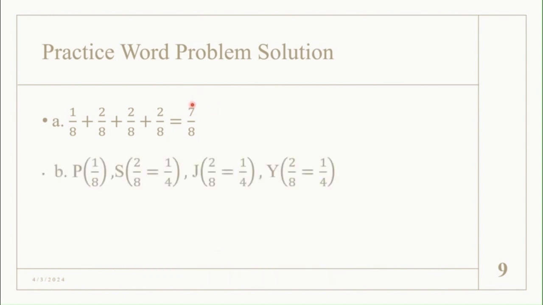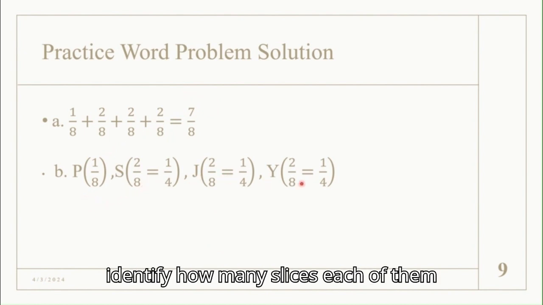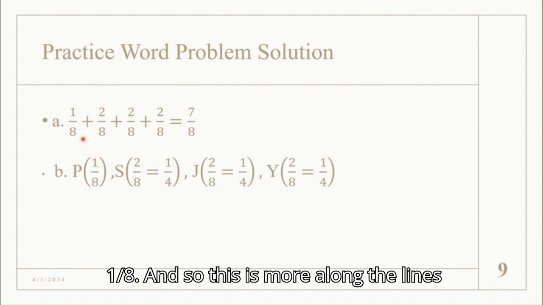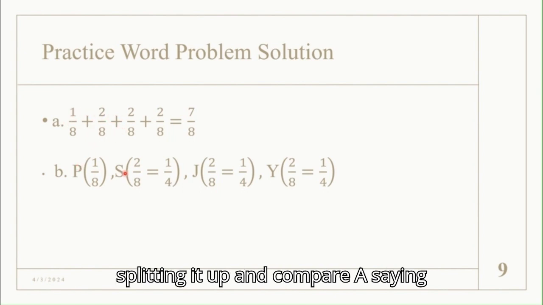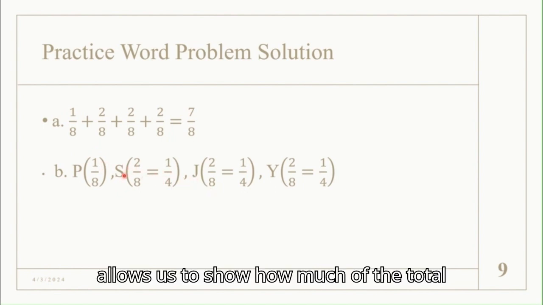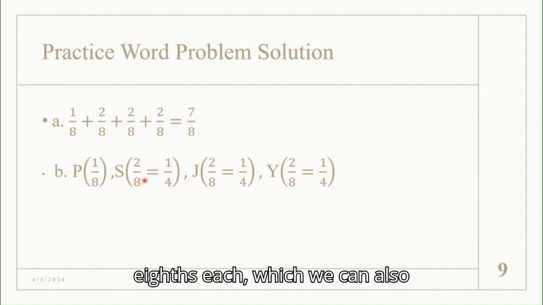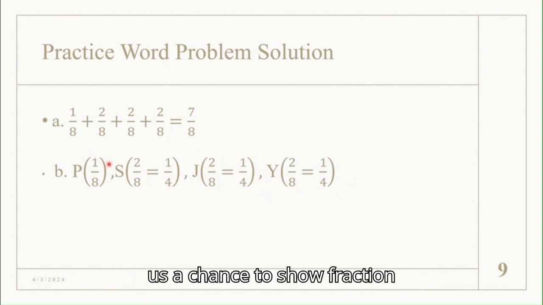And then for part B, it's asking us to identify how many slices each of them, everyone, ate. For Peter, it was 1/8. This is more along the lines of just taking part A and splitting it up and saying who ate what, how much, and then it also allows us to show how much of the total pizza Sam, Jack, and you ate, which is 2/8 each, which we can also simplify down to 1/4. So it gives us a chance to show fraction simplification.